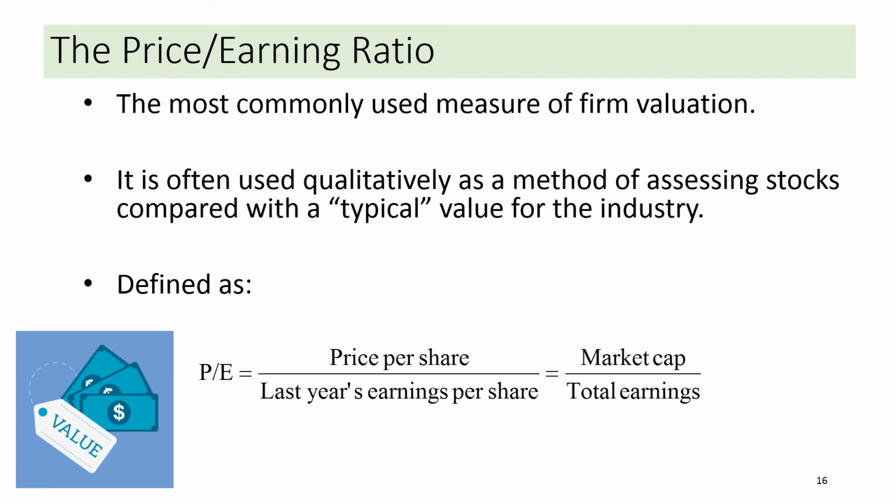The price-earning ratio approach is a popular technique used to estimate the firm's share value. The price-earning ratio reflects the amount investors are willing to pay for each dollar of earnings. A historical PE ratio is defined as price per share to the ratio of last year's earnings per share, or market capitalization divided by total earnings. The average PE ratio in a particular industry can be used as a guide to a firm's value.